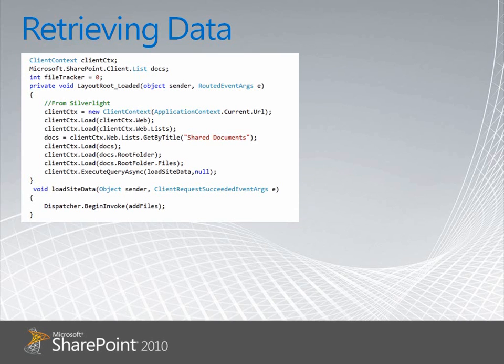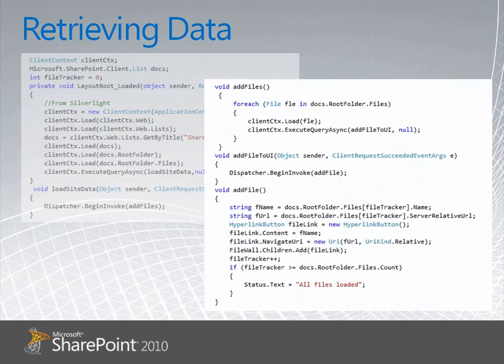Now what that event procedure does is to switch the context back to the main UI thread, and this is so we can update the UI. So we call dispatcher.beginInvoke, and we pass in one of our own methods, and our own method is called addFiles. This is important, so we are now back on the main UI thread, and we can start iterating through the files collection of the root folder of the document library, and we can start loading individual files in the UI.